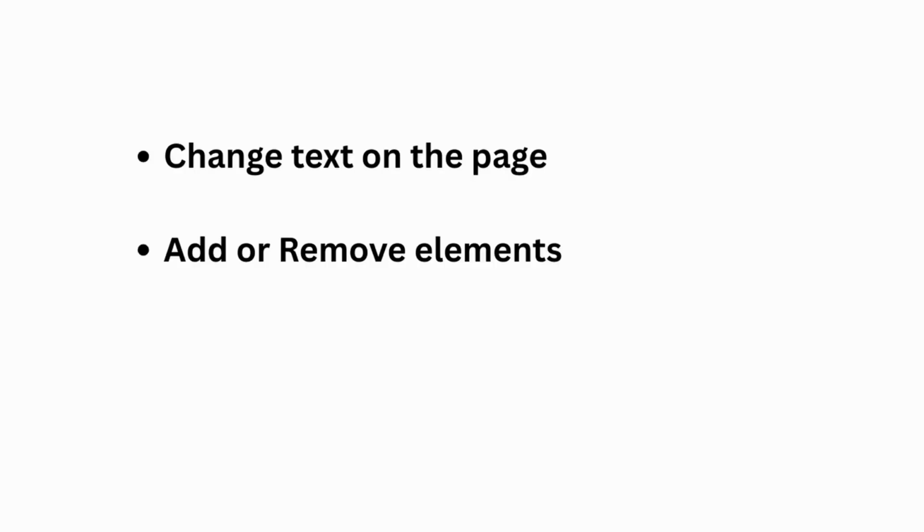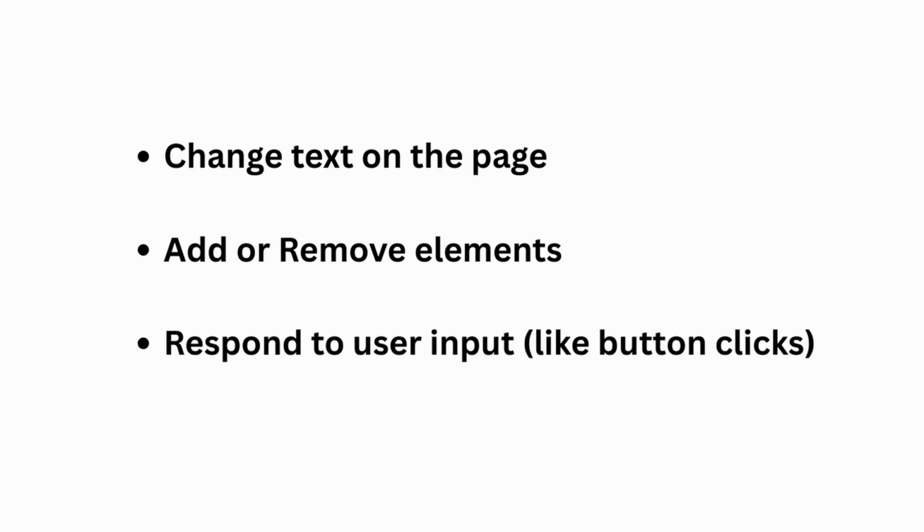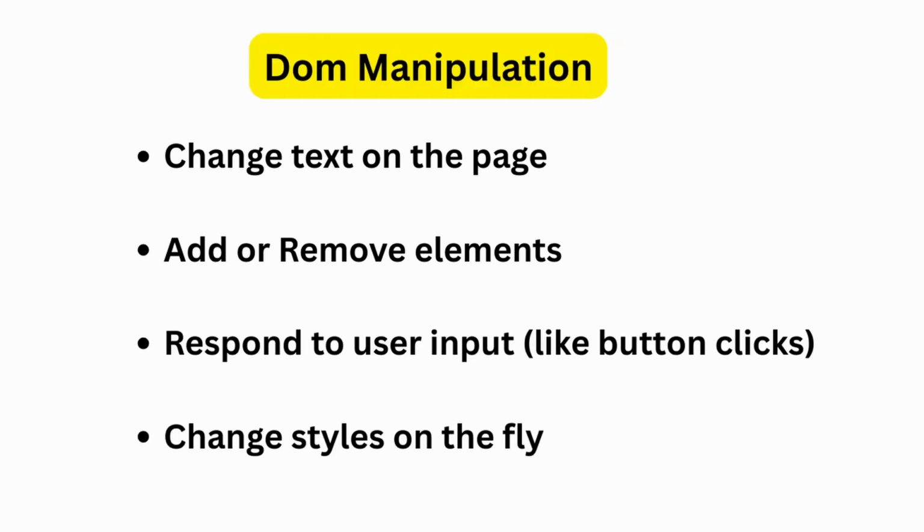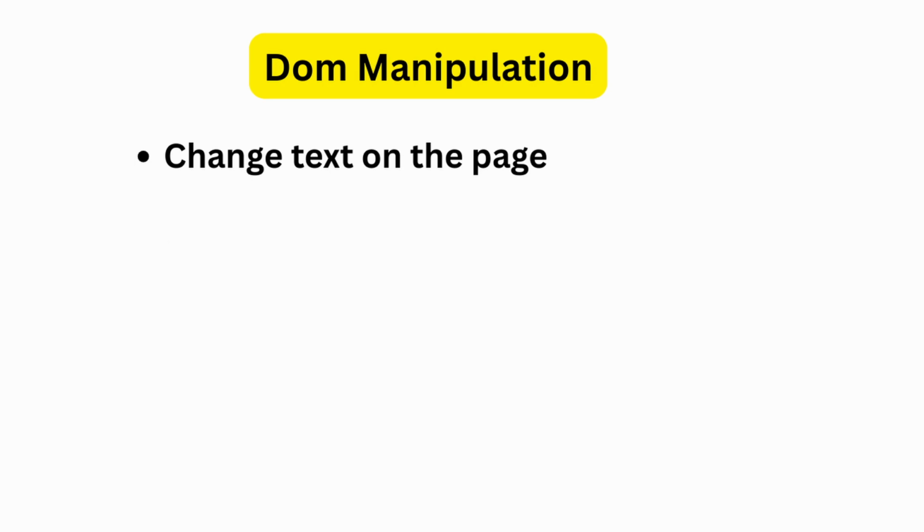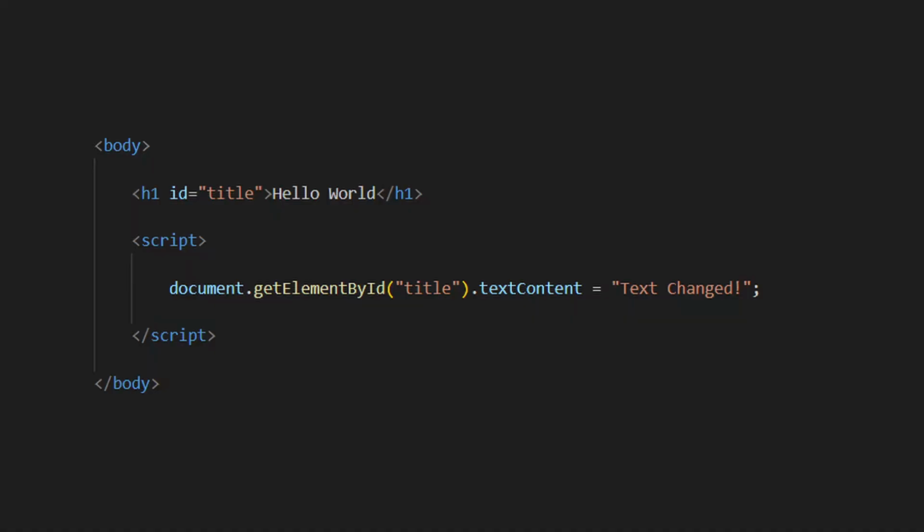With JavaScript and DOM, you can change the text on the page, add or remove elements, respond to user input like button click, and change the styles on the fly. These use cases are called DOM manipulation. The first one is changing the text on the page. The following code is how you can do so.